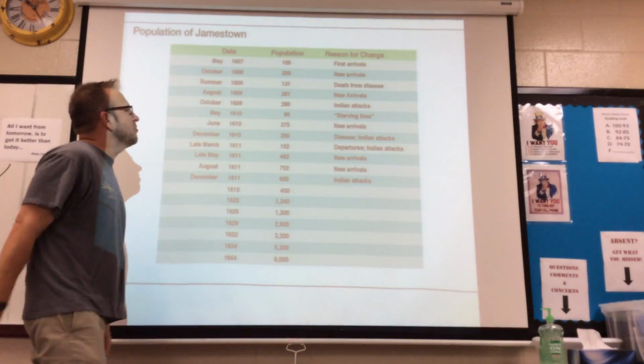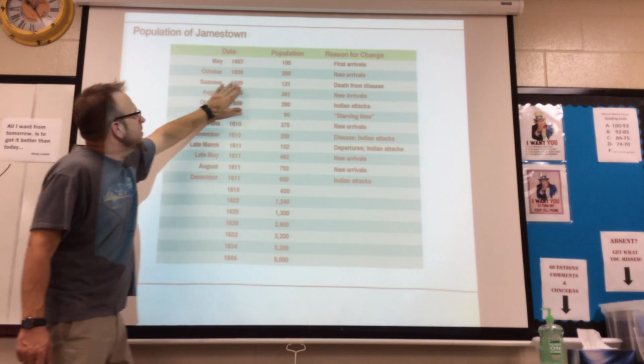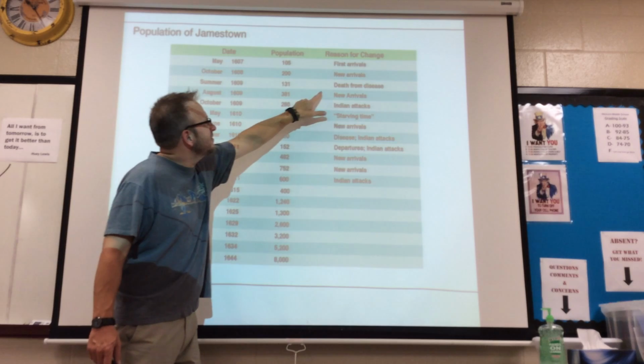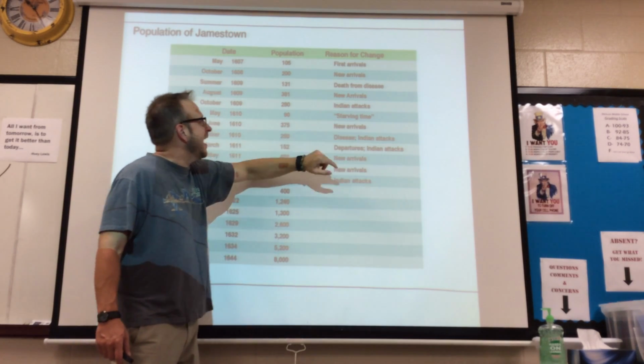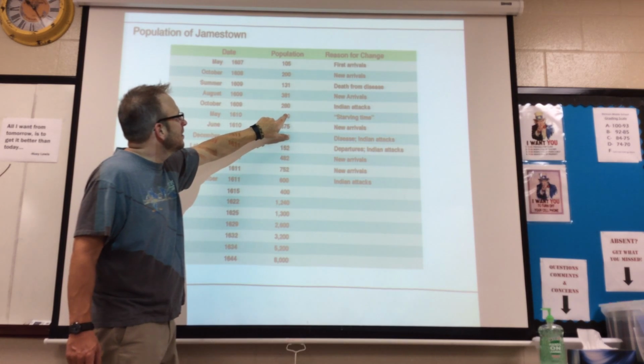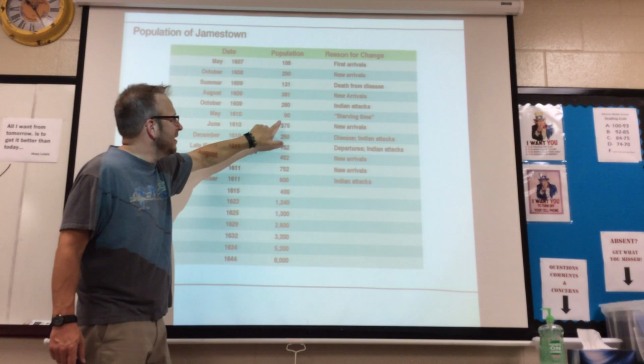To give you a breakdown, it started out in 1607 with 105 people. And you can see the population goes up every time there's new arrivals. The problem is there's death from disease, there's Indian attacks. By the end of the starving time, there were 90 left. At one point, they'd been up to 381. New arrivals come in, 375.